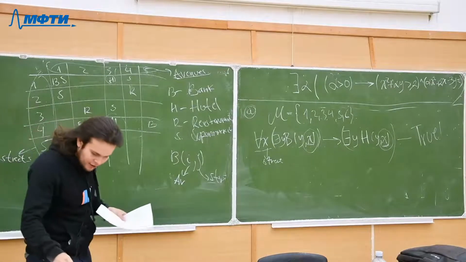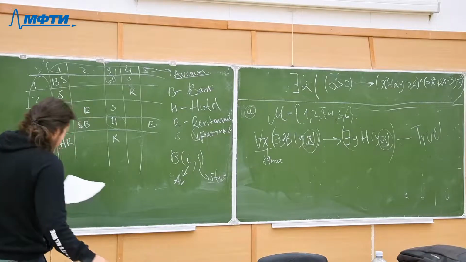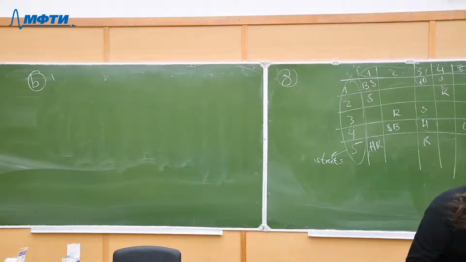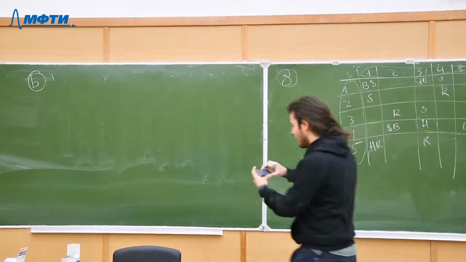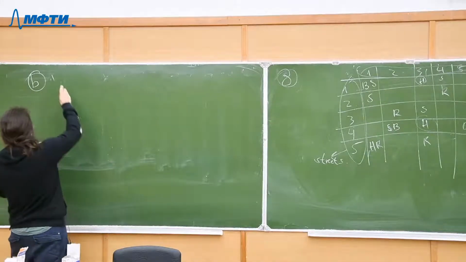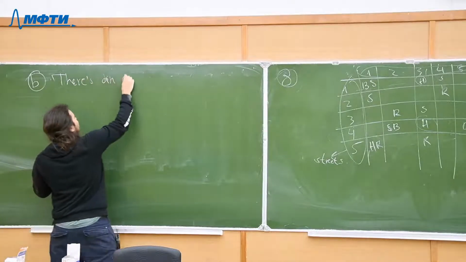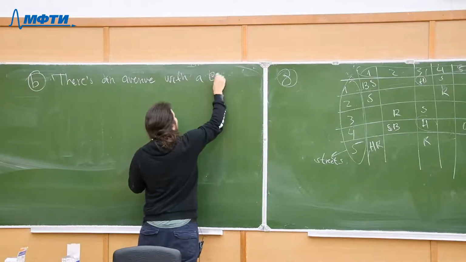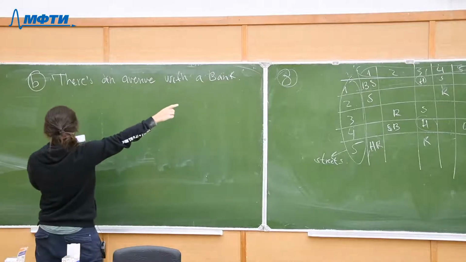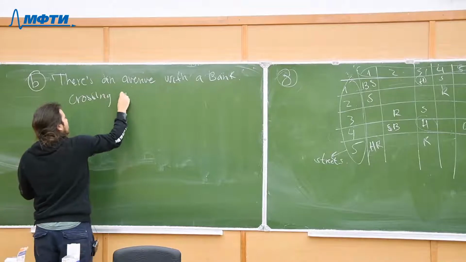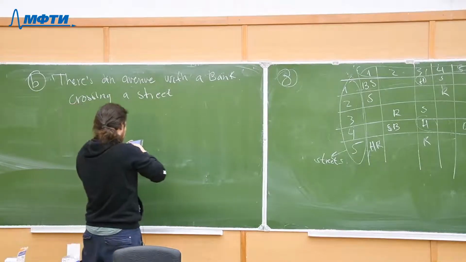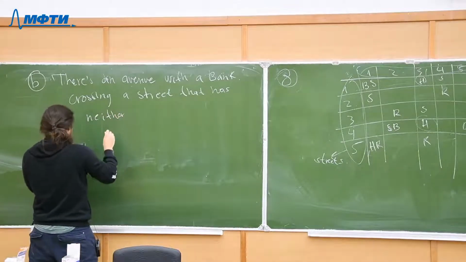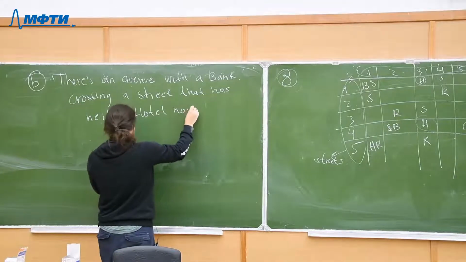The first is checked. Now, the second, number B. Let's write that because it's much clearer if you write it. So there's an avenue with a bank. There's an avenue with a bank crossing a street that has neither hotel nor restaurant.